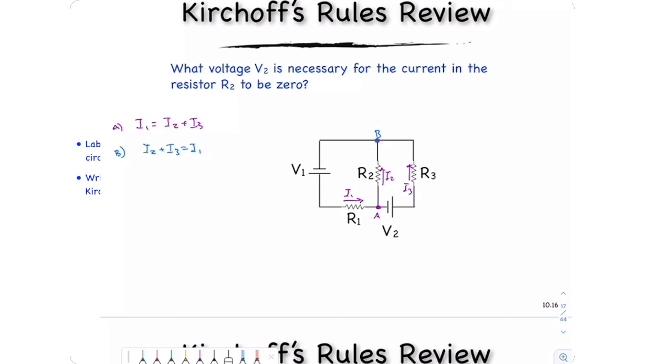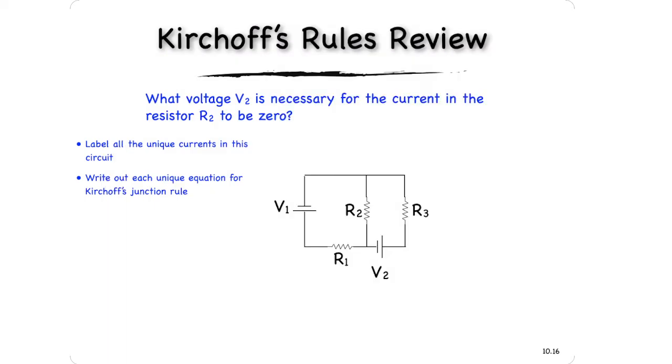If I try to do the same thing at the top junction, I have I2 flowing in on the left, and I3 flowing in. So those add up to give me I1, which flows out. So you'll notice these two equations are redundant. They're the same. So I don't have to do both of them. So I can just write one of them.